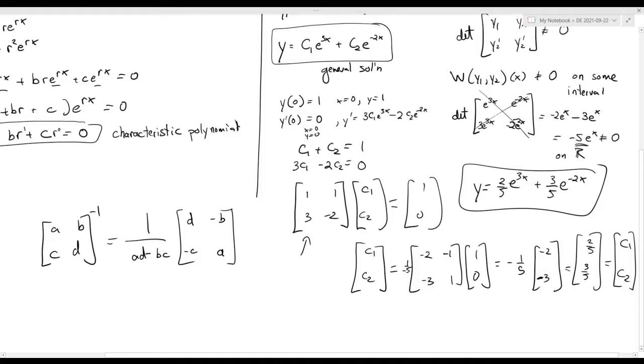Okay. Now, I covered the simplest case for constant coefficients there, right? Because both roots were different, so we get two independent solutions, right? So what would happen if instead we had a characteristic polynomial with a repeated root?